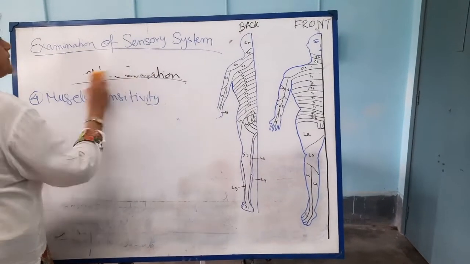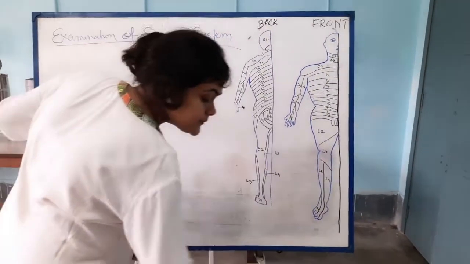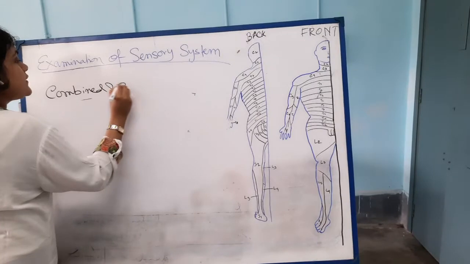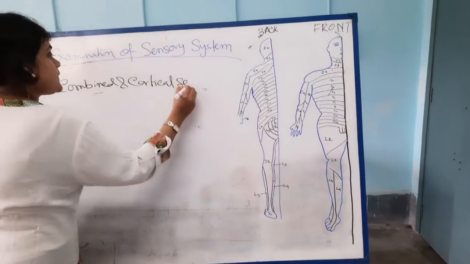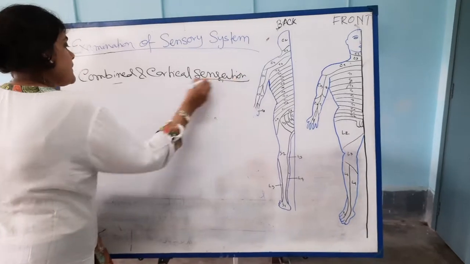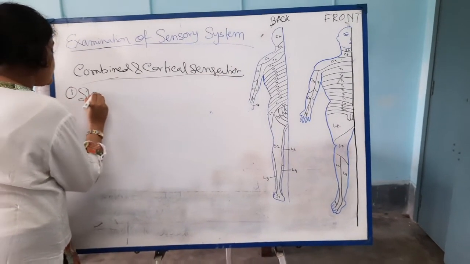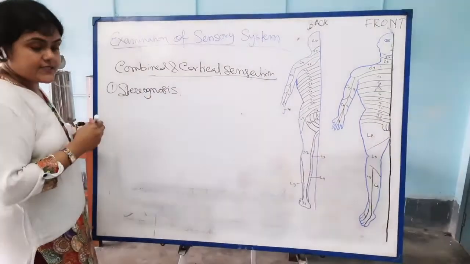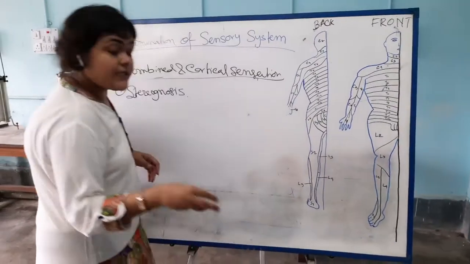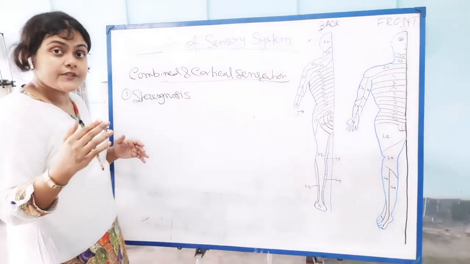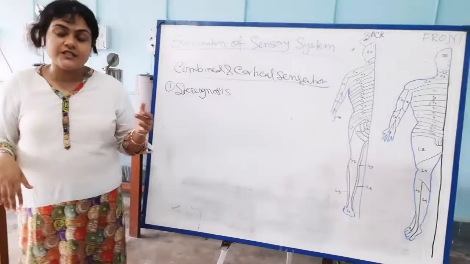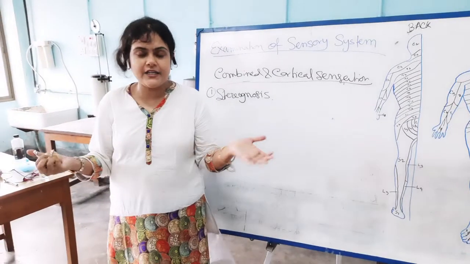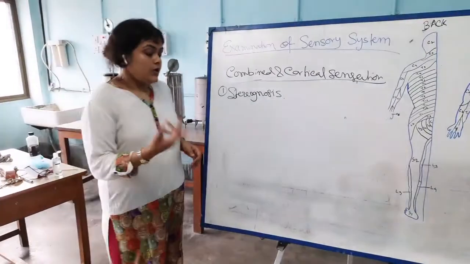Then come combined and cortical sensation. Under this group, first is stereognosis. It's the ability of a person to identify an object merely by feeling it, by its size and shape, without seeing it. So just ask your patient to close his eyes and put different objects over his palm. Do it bilaterally and ask the patient, what is this object?